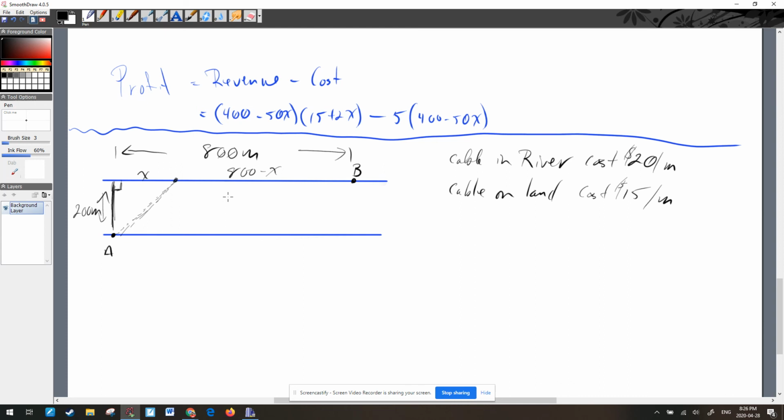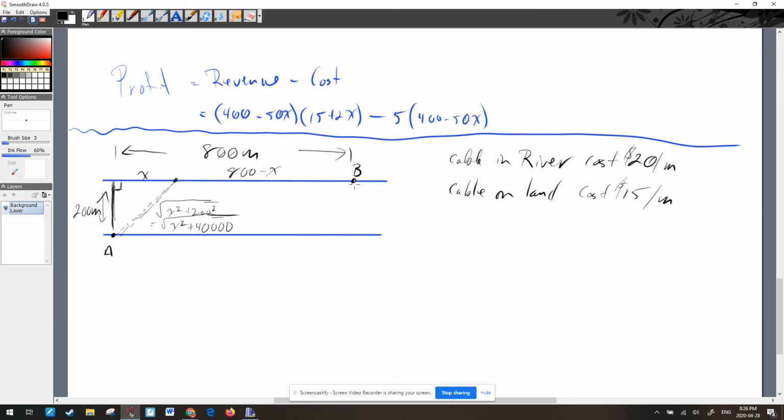So we want to minimize the cost. So to minimize, if it's cost, that means we're going to need an expression for cost. So first thing I want to do is find an expression for the distance of this hypotenuse. Well, Pythagorean theorem says that a squared plus b squared equals c squared. So c, this piece right here, is going to be equal to the root of x squared plus 200 squared. Okay, so that's going to be equal to the root of x squared plus 40,000. Yep, that's it. So there's the expression for this chunk right here. And then this chunk is just 800 minus x. So that's the length in meters.